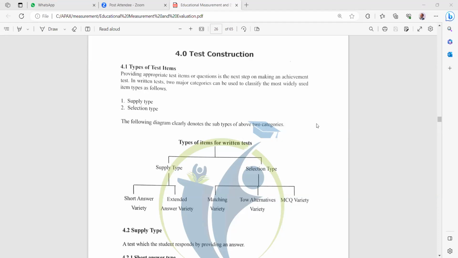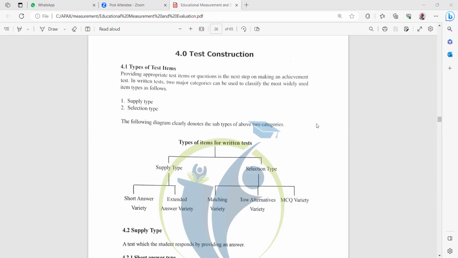The other type is selection type. So what happens in the selection type is that if I am the paper setter, I give the answers. I give several answers, right? Among them, there's only one correct answer. So what the candidate has to do is to select the correct answer. That's called the selection type.